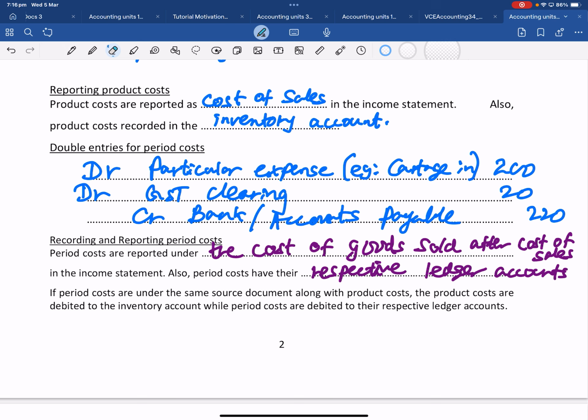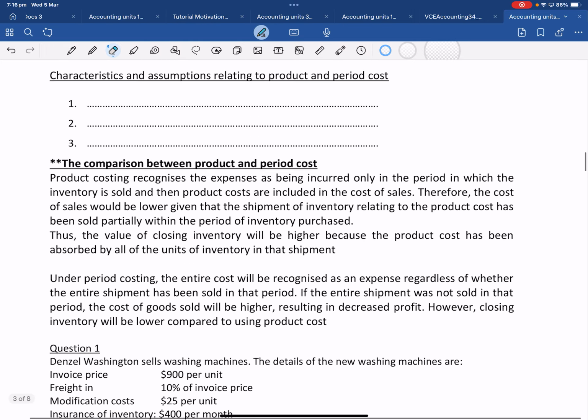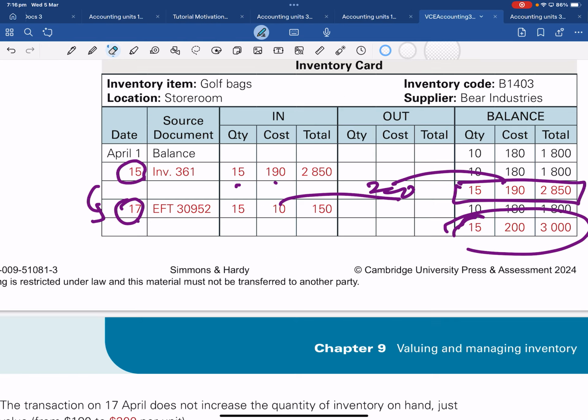Right. Then how do we report the period cost? Period cost will be reported under the cost of sales, after the cost of sales, under cost of goods sold. Right? It will have its own item. It is not added to the cost of sales. It is recorded after cost of sales. Any period cost. Right. Like this.